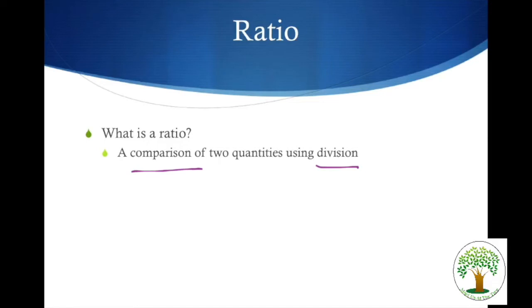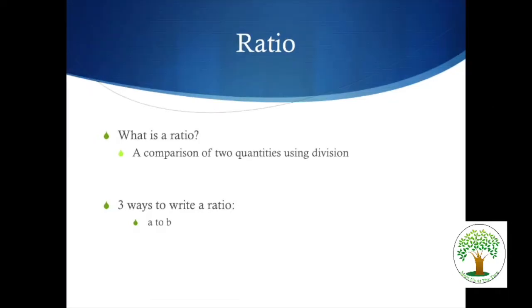Is it twice as big? Is it 3 times as big? Is it 4 times as big? And so forth. We have 3 ways to write a ratio. The first one is putting the word "to" between two numbers, like A to B. So we could write it like this. Instead of using A to B, we could say it's a 1 to 2 ratio.